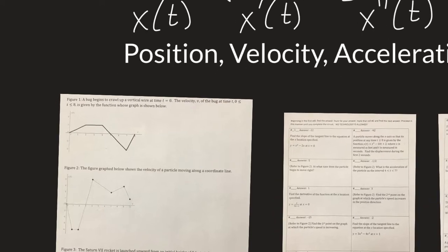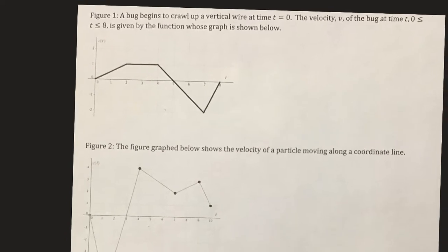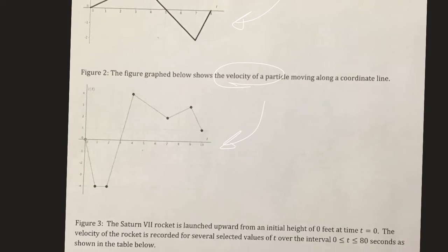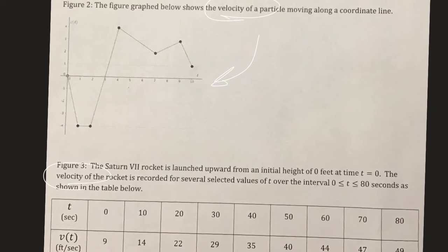Here we have graphs, right? So here's figure 1 about a bug crawling. This is a velocity graph, right? The velocity is given by this. Okay, this one is also a velocity graph. And then this third one is a table of, well, velocities. So none of these talk about position. These are all velocities, which is good, right?